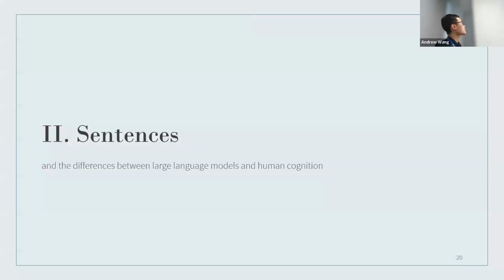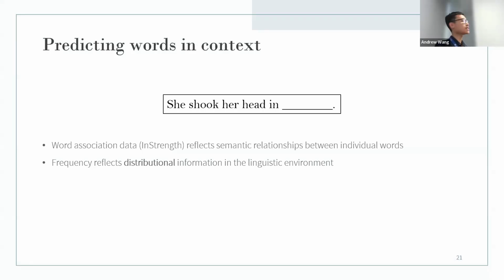So that brought us to study 2, where we're looking at word prediction as a task. Word prediction is a task that is much more communicative and about language use and about the way that words are used in context. Word association data really reflects the semantic relationships between individual words, whereas measures like frequency reflect distributional information in the linguistic environment. So when it comes to a task like word prediction, maybe you might expect frequency to do well here.